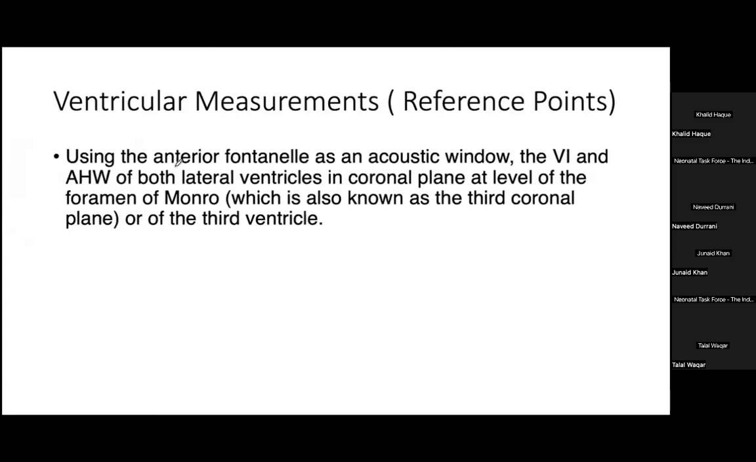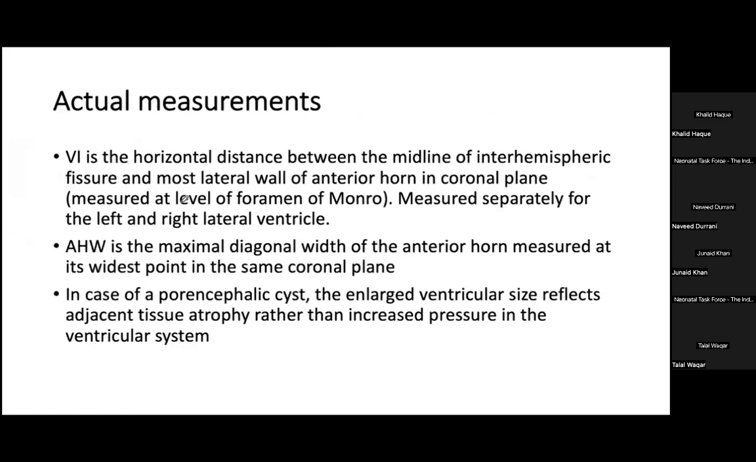Finally, a few words about the ventricular measurements. Using the anterior fontanelle, we can measure the ventricular index and anterior horn width of both ventricles in the coronal plane at the level of the foramen of Monro. Ventricular index is the horizontal distance between the midline of the interhemispheric fissure and the most lateral wall of the anterior horn of the lateral ventricle at the level of the foramen of Monro. And you have to measure specifically for the left and the right lateral ventricles.